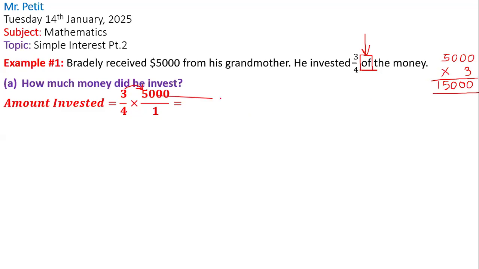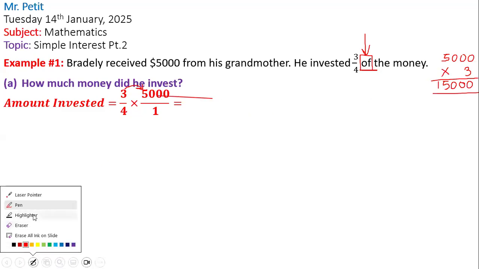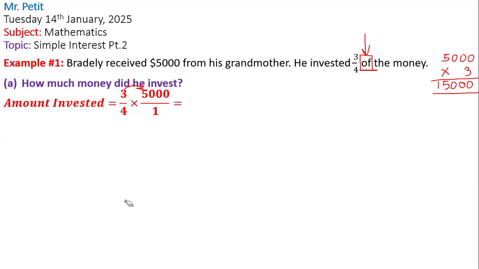So 3 times 5,000 is going to be 15,000, over 4. Over 4 just basically means that we divide. So we're going to say 15,000 divided by 4. Let's go ahead and divide this. It's going to be 3,750. So let's go ahead and divide it.